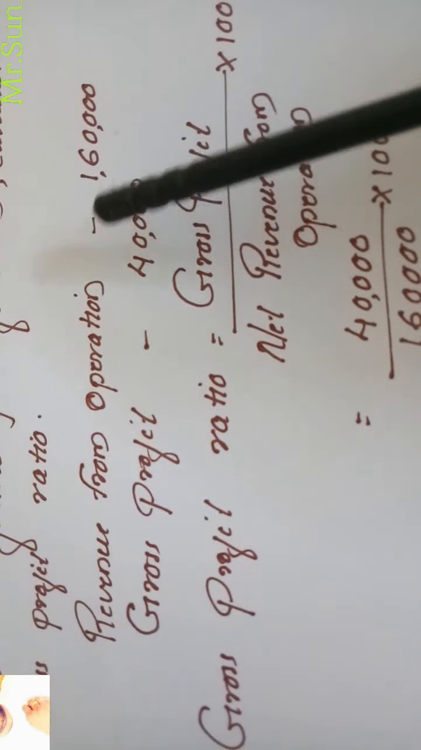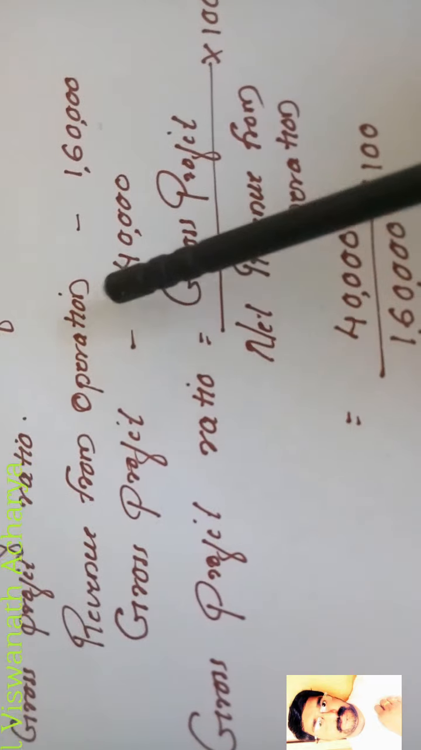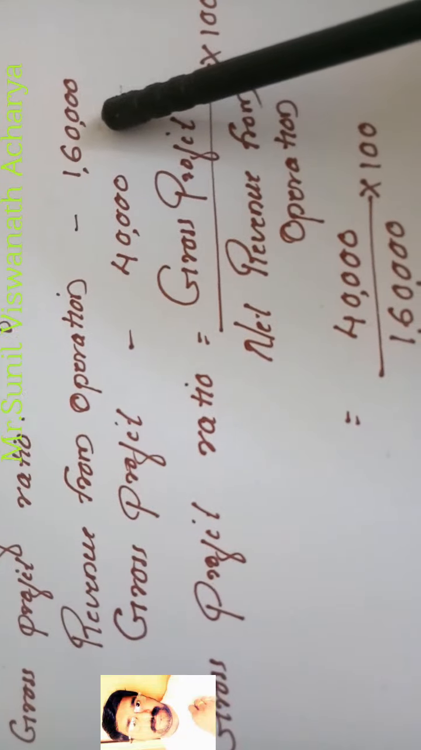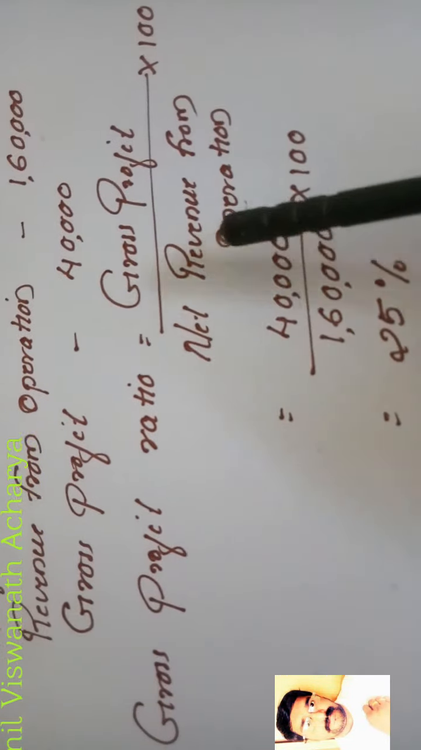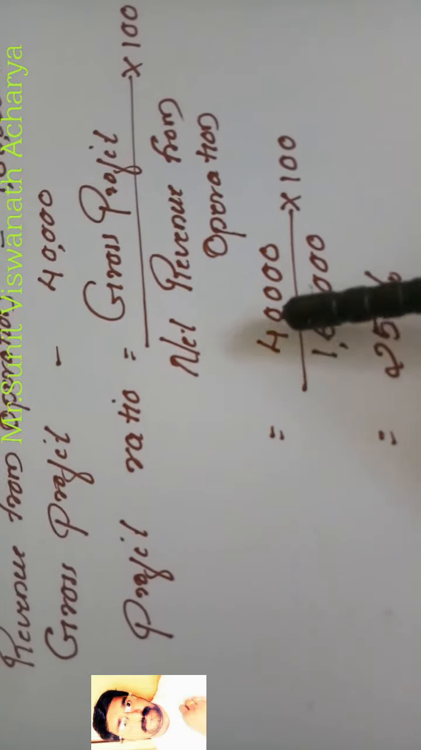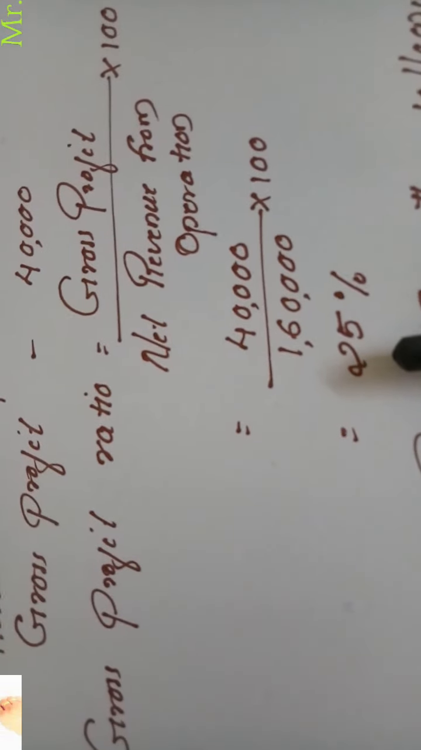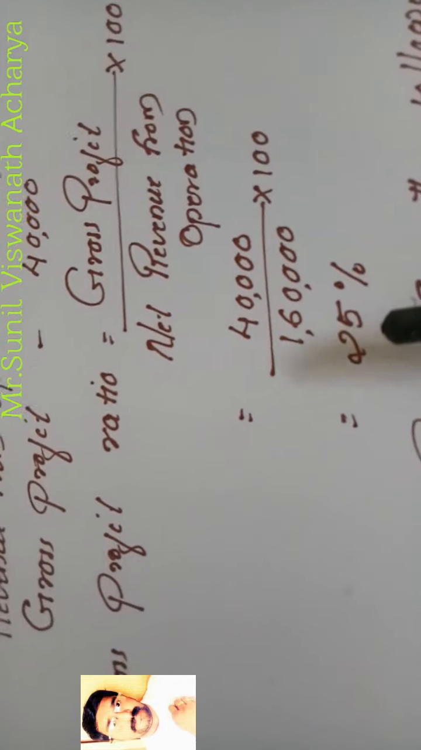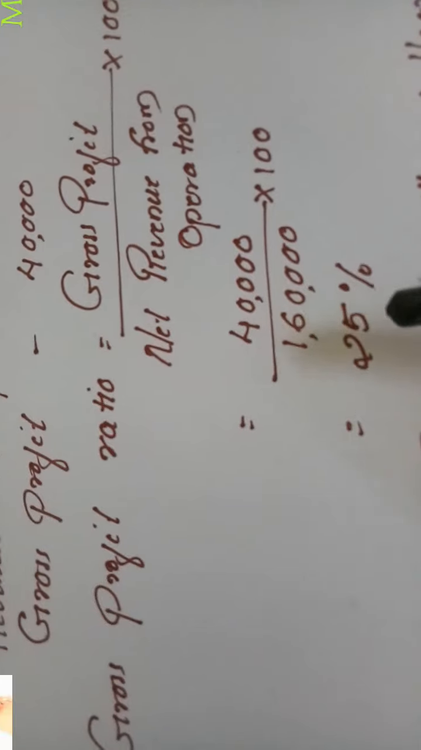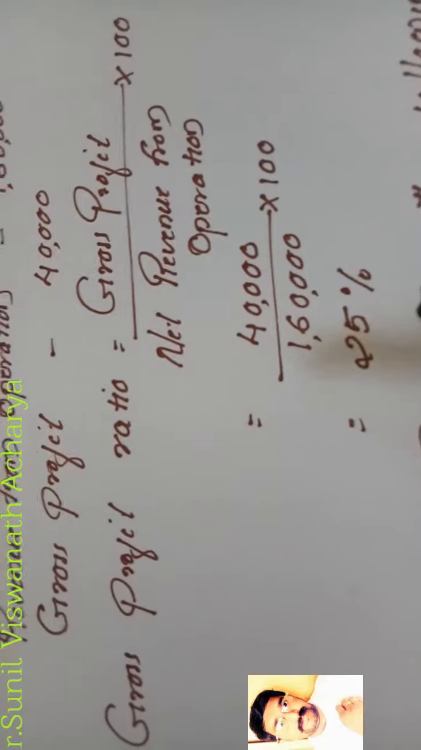If sales return is given in the question, from the revenue from operation you have to subtract sales return, then you will get the net revenue from operation. Here no sales return, so net revenue from operation is 1,60,000. So 40,000 divided by 1,60,000 into 100, when you calculate you will get 25. Always remember, all the profitability ratios we represent in percentage. So here gross profit ratio is 25%.